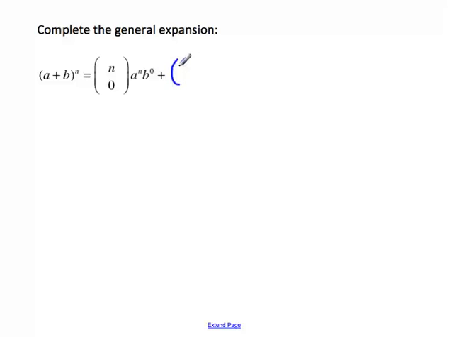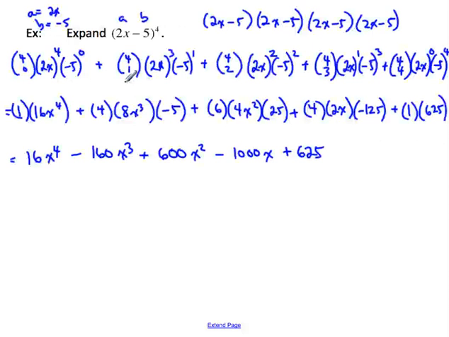The next term then, the top is going to be still n, but the bottom ticks up by 1. If we look back here, the top is still 4, but the bottom ticked up by 1.